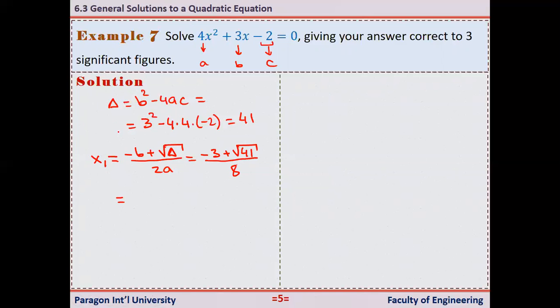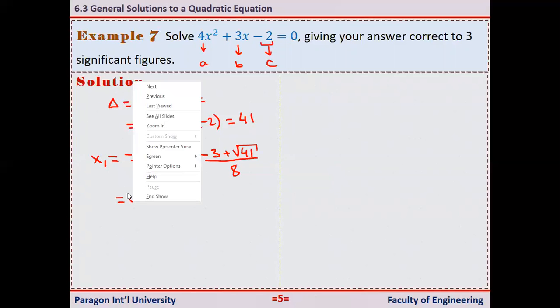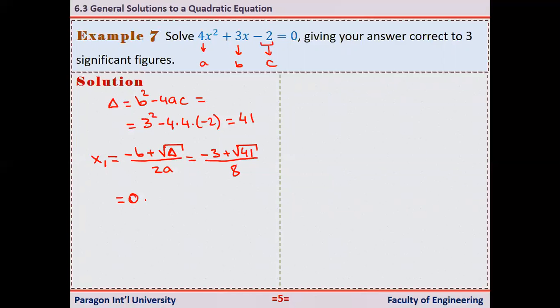0.4253 and so on. Correct to 3 significant figures, starting from the first non-zero number, we should just write 3 digits: 0.425. After it is 3, so it is 3 significant figures.